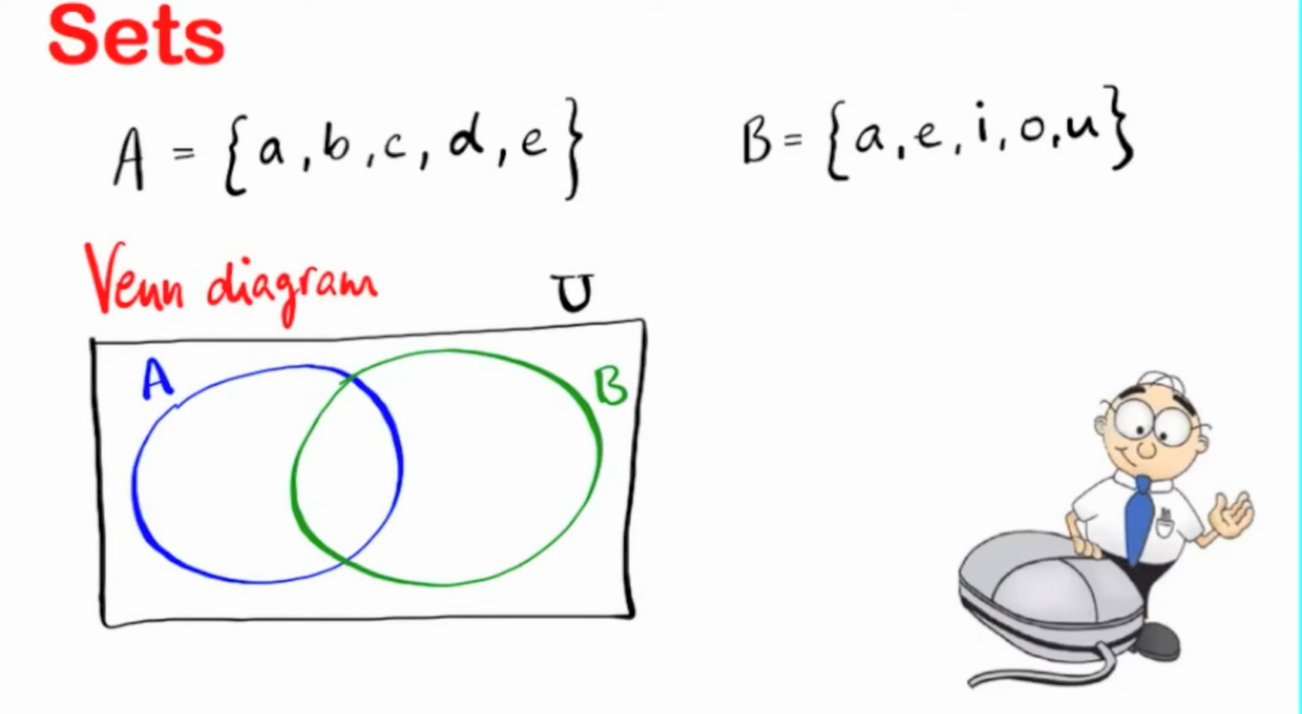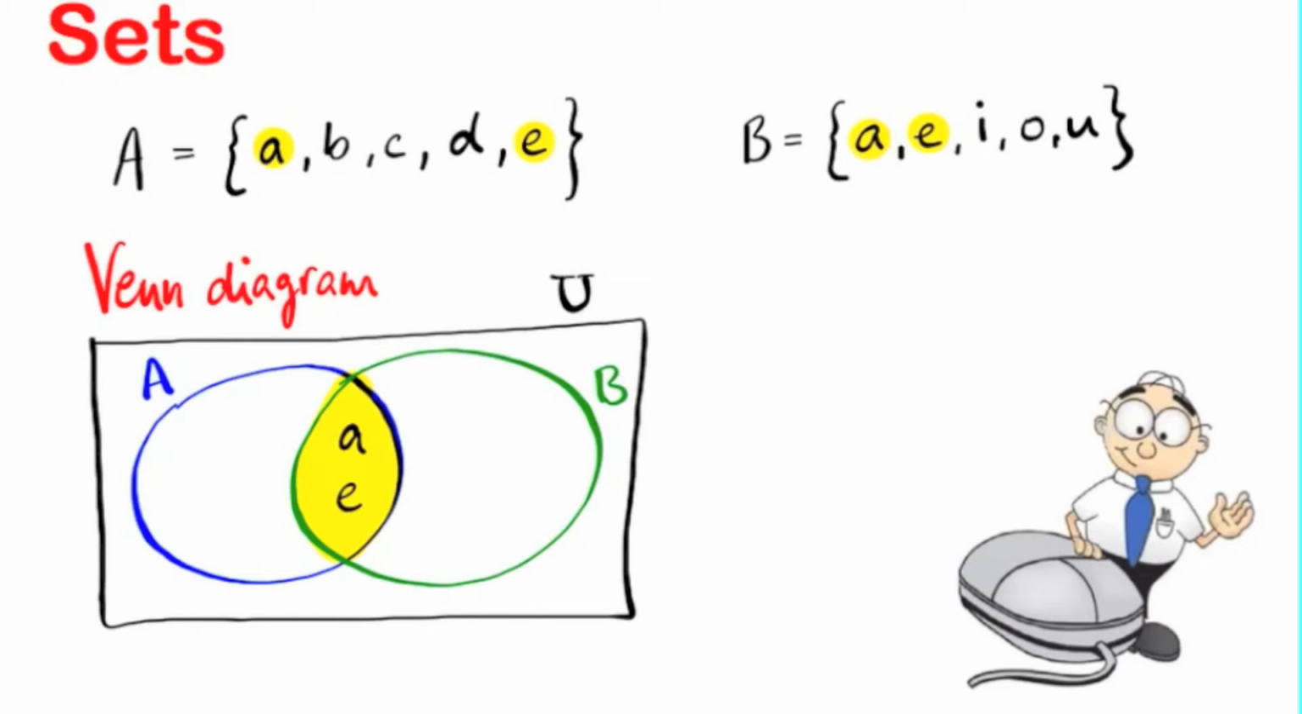Now, if we want to represent A and B, the place to start is the middle part, the overlapping part, which is the intersection. So what elements do they have in common? Well, both have a and e in common. So we place them in this part. I'm putting them in yellow in the intersection. So we put elements a and e in here.